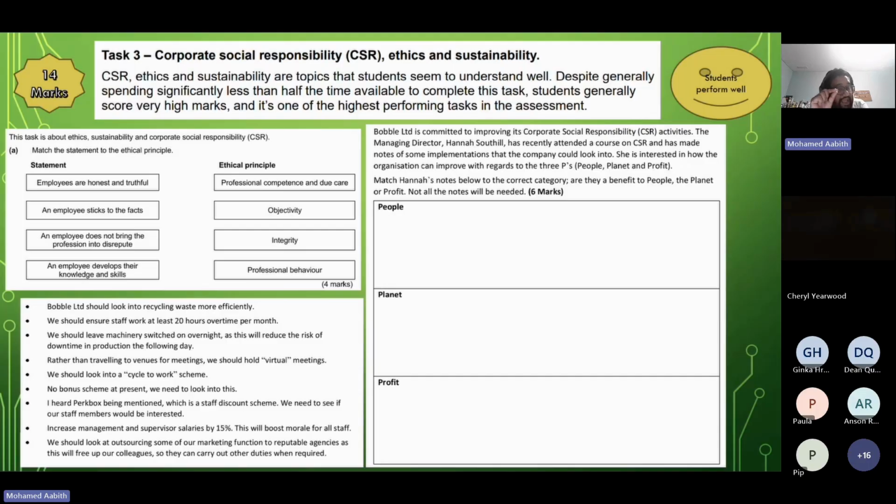But most importantly, the one we don't do here is leave the machinery on. That is not a CSR option. You also can look at it. What is that? The supervisor salary is 15%. It might not be a CSR option there. So what else do you think is not a CSR option, because it's only 6 marks. So I'm expecting only 6 answers, not 7. So one of them could not be the right thing. So let's say here, big box.